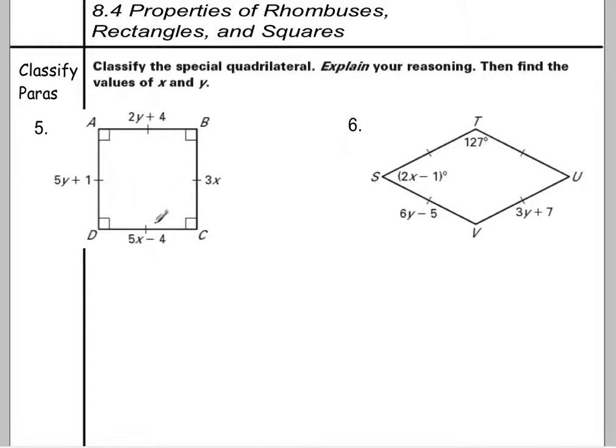In this first one, I see right angles in each of the corners, so I know that it's at least a rectangle. I also see congruent markings on all the sides. That is a property of a rhombus. When you have both of them happening, this is a square. So my reasoning is 4 right angles and 4 congruent sides. So then I need to find x and y.